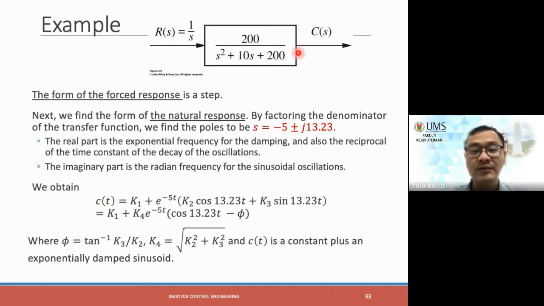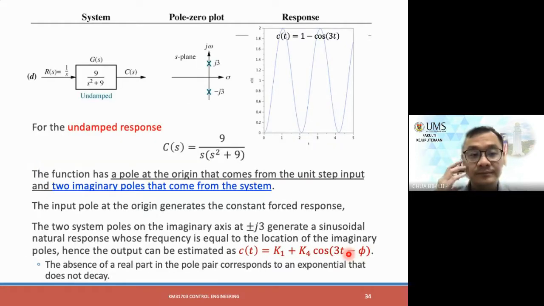So it would be very straightforward, without solving it directly, by only looking at the characteristic of the denominators, the roots of it, we would be able to see what kind of response we would get. There also we would define this phi as the arctangent of K3 over K2 and so on. So you just have to follow it accordingly.